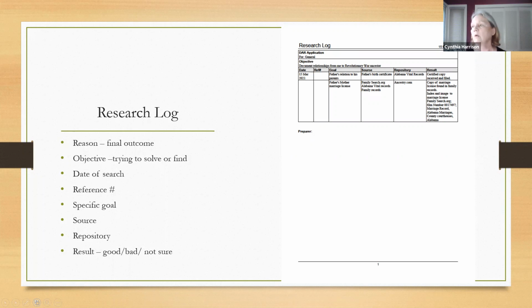Where have I looked? Okay, I've looked in Family Search, not there. I've looked in Ancestry, not there. Vital Records for whatever state, could not find it. So where else can I go? But let's look. Wait a minute. I have the date there as March 2021.